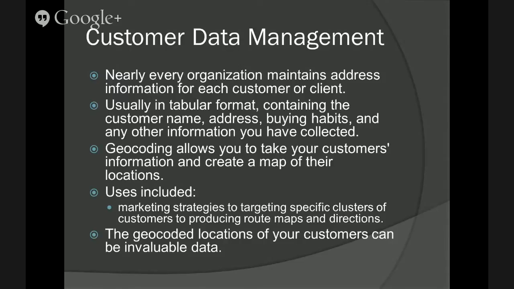So again, geocoding allows you to take this tabular data that has either an address or some other description of a person's location and put that on the map as a point. There are other uses for geocoding that include developing marketing strategies to target maybe specific clusters of people. It's also used extensively in route mapping and in direction giving.